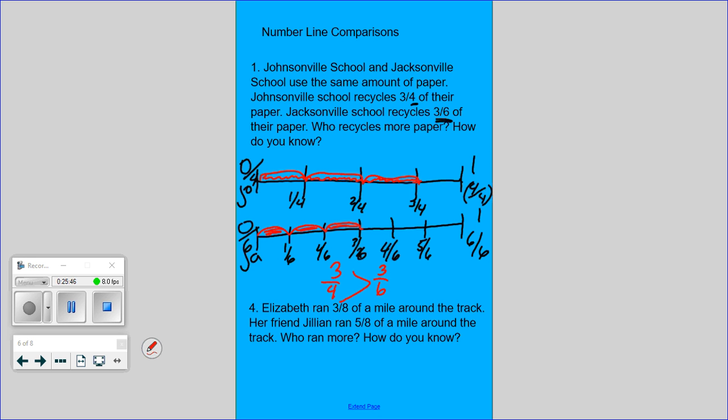Because the big mouth is pointing at 3/4. How do you know based on your model? Johnsonville had bigger jumps, which made all their 3 pieces bigger than Jacksonville. I like it. Their pieces were bigger, so their total was bigger than Jacksonville's. You need to answer this sentence on your paper. Who recycles more paper and how do you know?